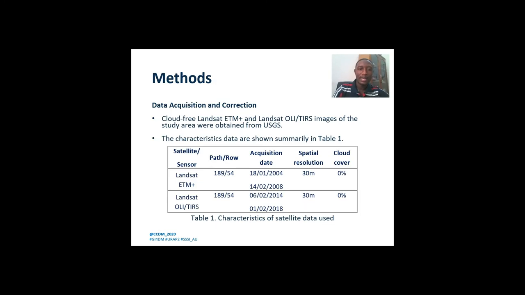Now, the method of data acquisition. The data sets used in this study were basically Landsat imagery, that's Landsat 7 and Landsat 8, and here we see the characteristics of these satellite images. They all have 30 meter resolution, and these are the dates of collection with 0% cloud.